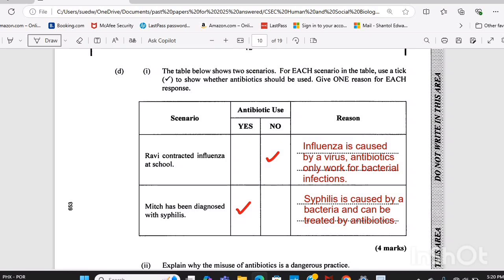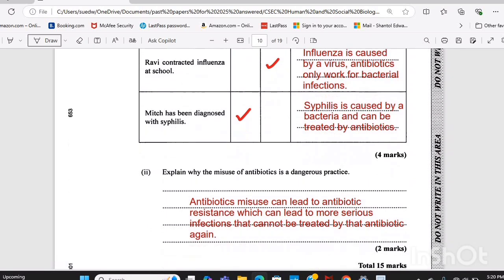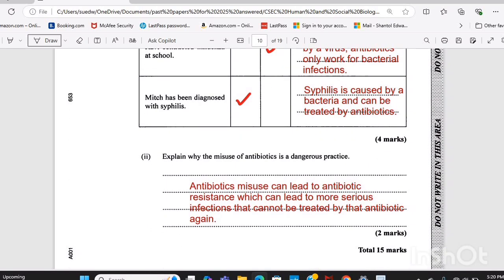And for this, you would get 4 marks, 2 marks for your 2 ticks, and 2 marks for your 2 reasons. Now, it says to explain why the misuse of antibiotics is a dangerous practice. The reason for this is antibiotic misuse can lead to antibiotic resistance, which can lead to more serious infections that cannot be treated by that antibiotic again.